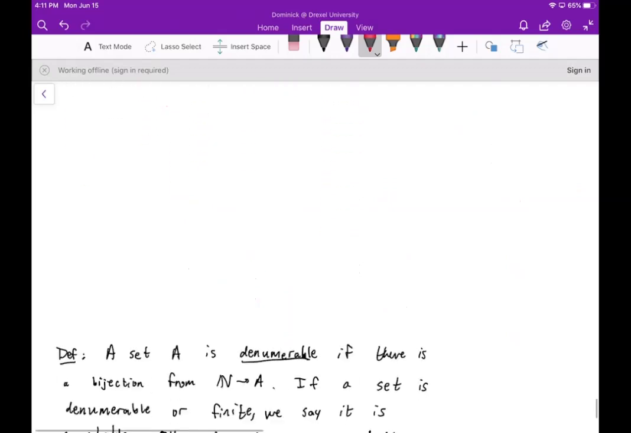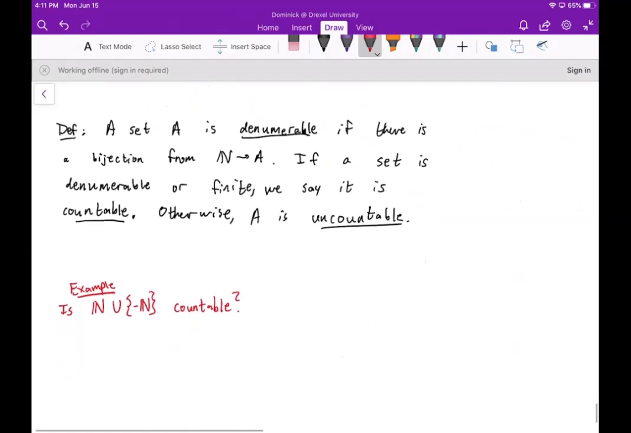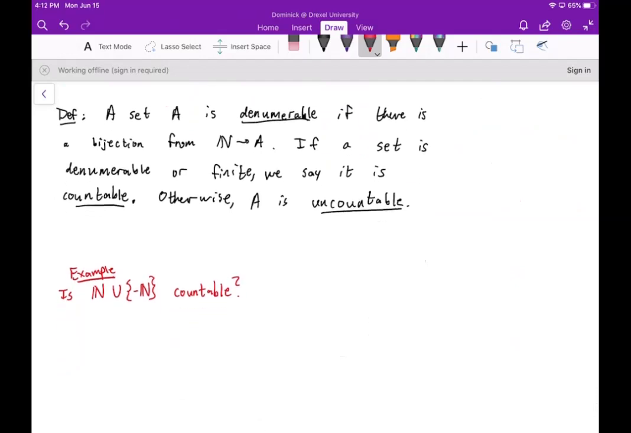All right, a couple more definitions. A set A we consider to be denumerable if there's a bijection from the natural numbers to A. In other words, it has the same cardinality as the natural numbers. If it's denumerable or finite, we say that it's countable. So another way to say that it's denumerable is that it's infinite but countable. And of course, if it's finite, it's also countable. Otherwise, we say that A is uncountable.